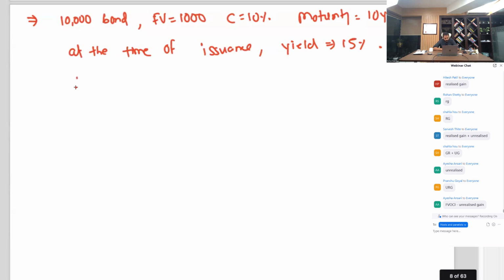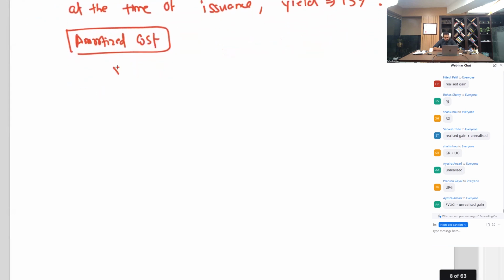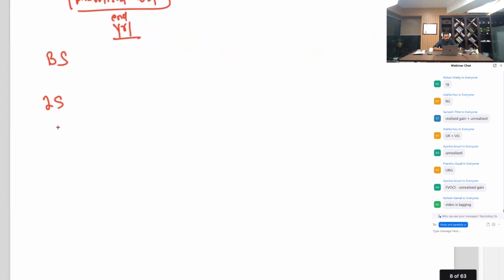If the firm has decided to classify them as amortized cost, then at the end of year one, what amount will you show on your balance sheet, what amount will you show on your income statement, and what amount will you show on your OCI, in all the three quadrants?